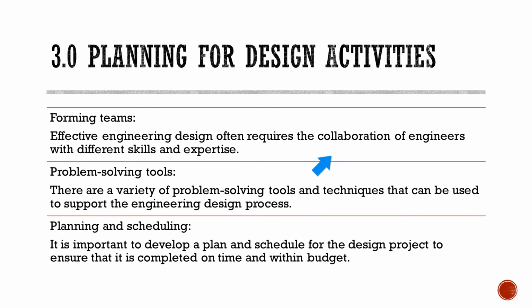Before we can start with the design process, there are things that we need to understand first and get ready, which is the most important activity. We call it planning for design activities. In this topic, there are three activities that we need to go through. The first one is forming the team, because effective engineering design usually requires the collaboration of engineers with different skills and expertise.